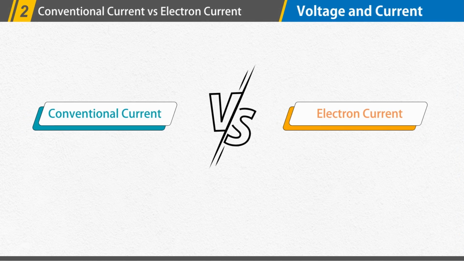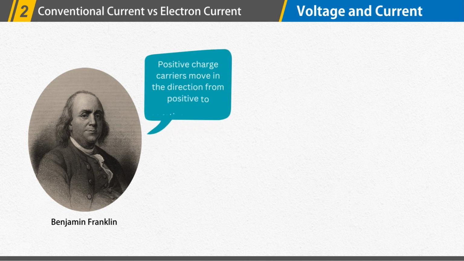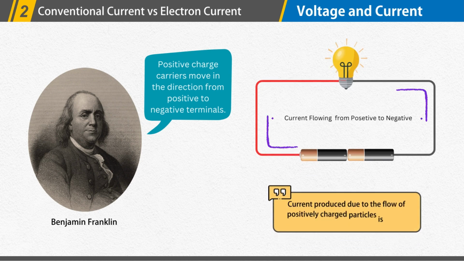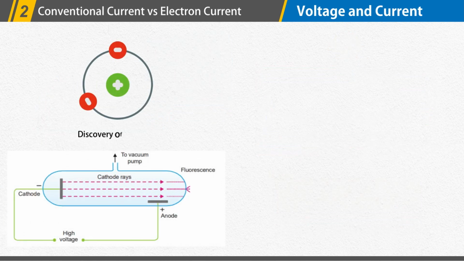We can divide the flow of current into two categories: conventional current and electron current. Ben Franklin settled on a convention for the flow of current in 1752, before electricity was associated with the electron. Franklin figured that positive charge carriers move in the direction from positive to negative terminals. So, the current produced due to the flow of positively charged particles is called conventional current. But their assumption was found wrong once the electron was discovered.